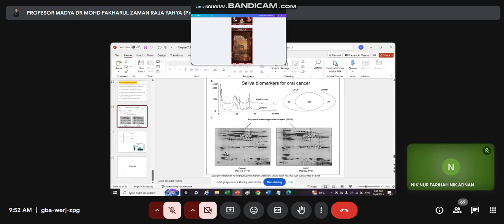From the image, we can compare the expression level only. We cannot compare, for example, the structure of amylase here. We can compare only expression level, and the significant difference between, for example, amylase expression level can tell us about a certain disease. For example, oral cancer disease.